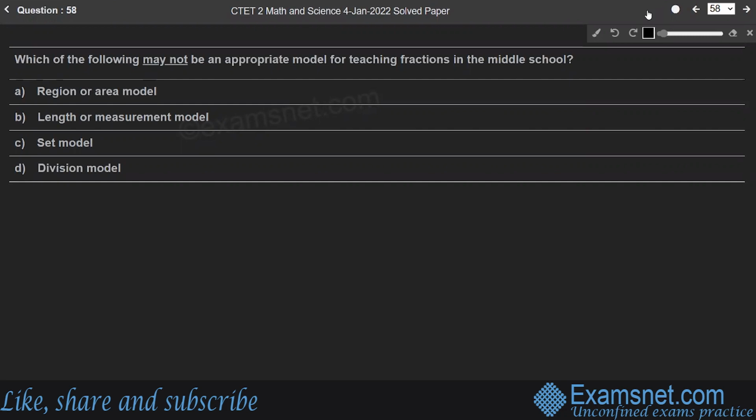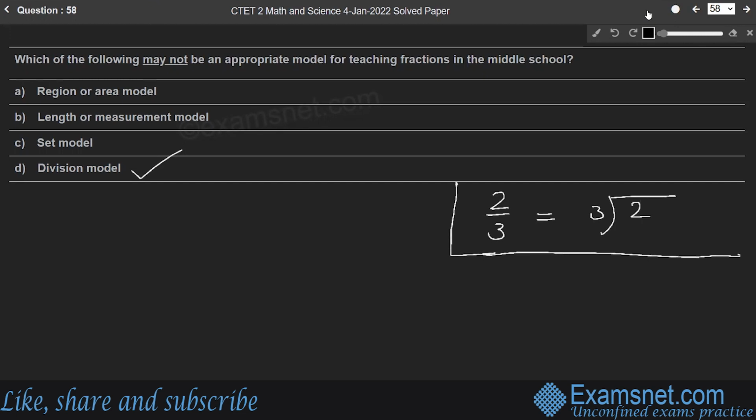Region or area model, length or measurement model, set model, division model. Here the correct answer is division model. So this model may not be an appropriate model for teaching fractions. For example, 2 by 3. If we teach 2 by 3 fraction as when 2 is divided by 3, it becomes 2 by 3. This is not the proper approach of teaching fractions as far as the middle school students are concerned.